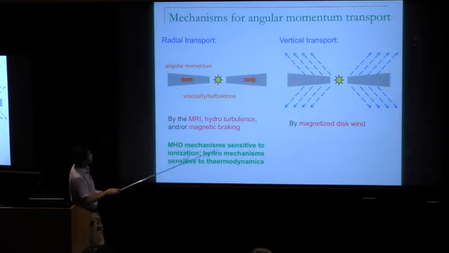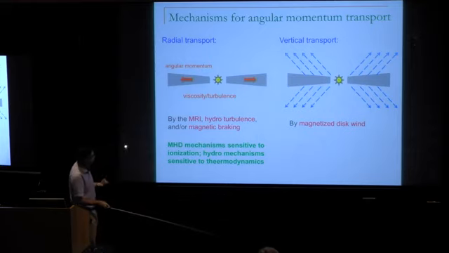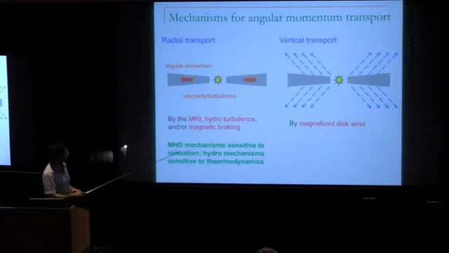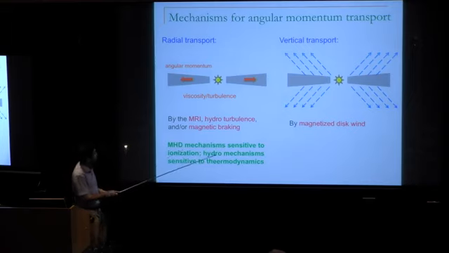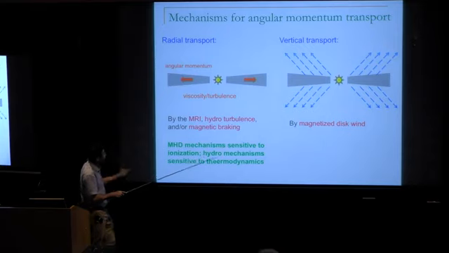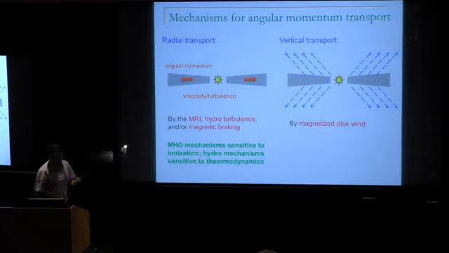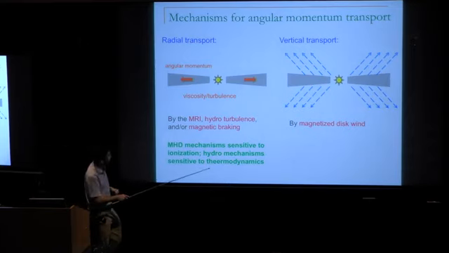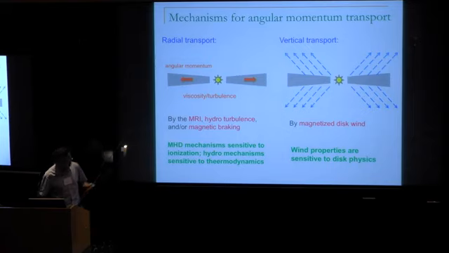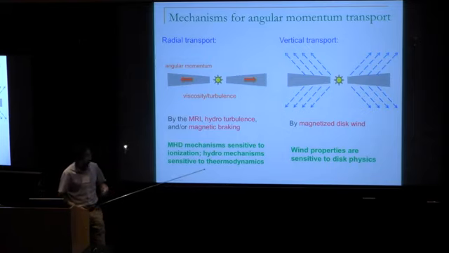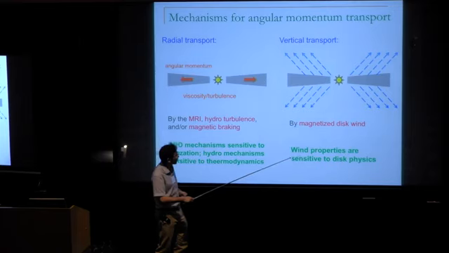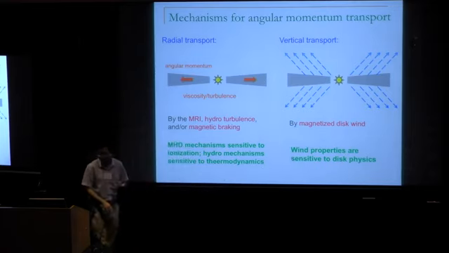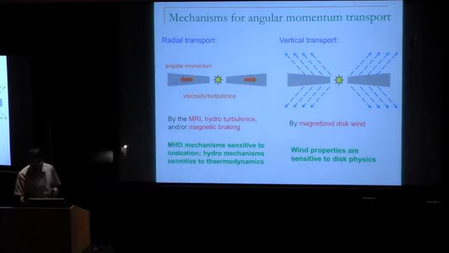For this, we see that in both cases, in general, you need some sort of magnetic field. But here, for this case, MHD mechanisms are sensitive to ionization. It has to do with how well they are coupled. The hydrodynamic mechanisms are also widely discussed, and they are found to be very sensitive to thermodynamics. And for MHD wind, the wind properties are also widely studied, but they are found to be sensitive to disk physics.